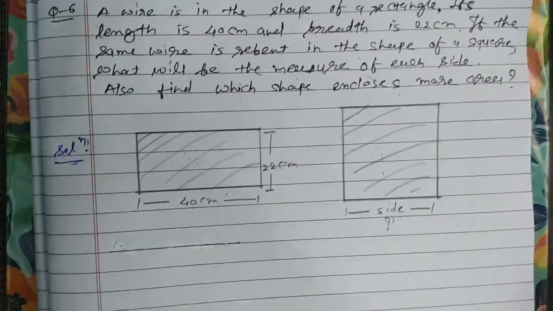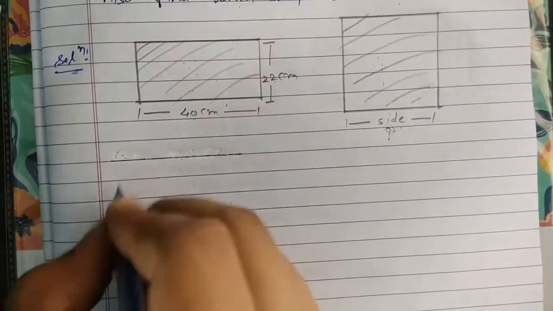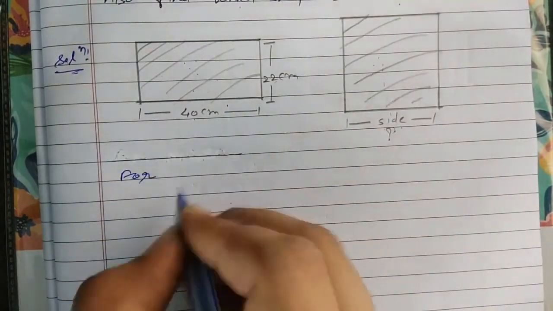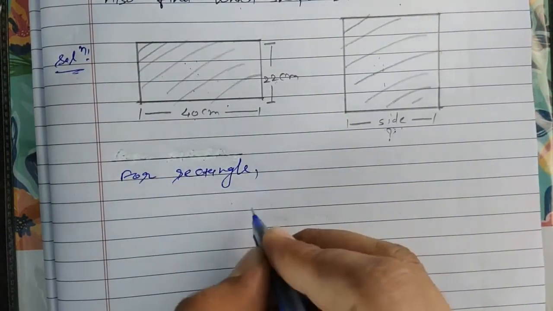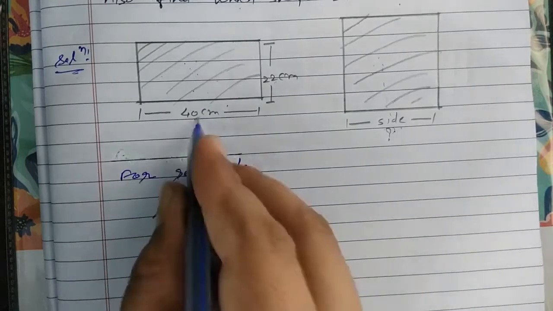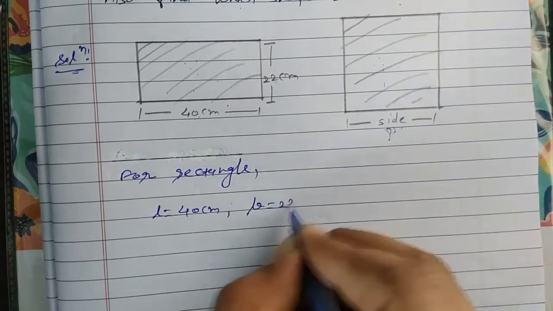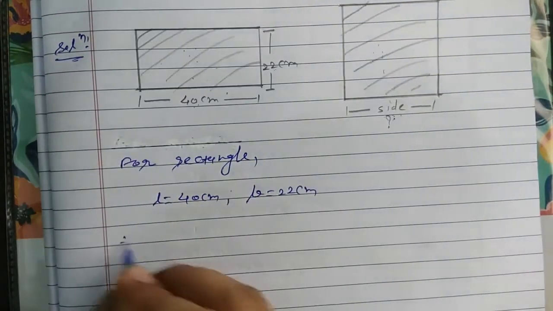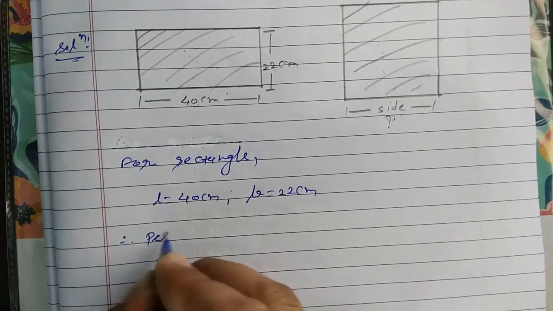So now we will start our solution for this question. So here for the rectangle, first, what we have, that is length we have, that is 40 centimeter and breadth we have, that is 22 centimeter. We will use this information to find the perimeter of a rectangle.